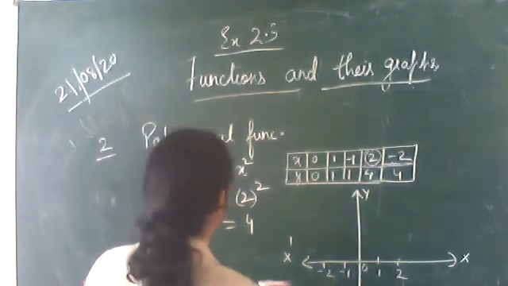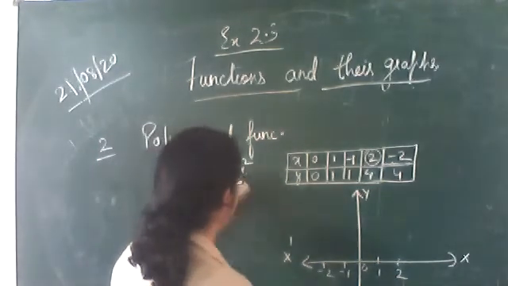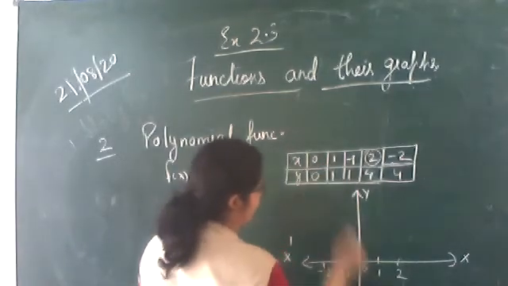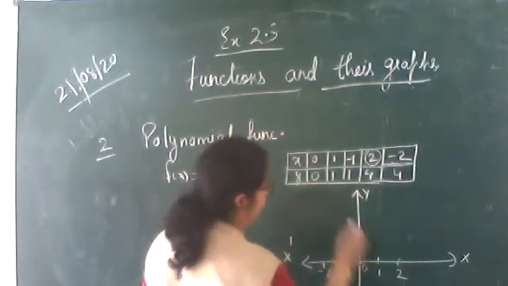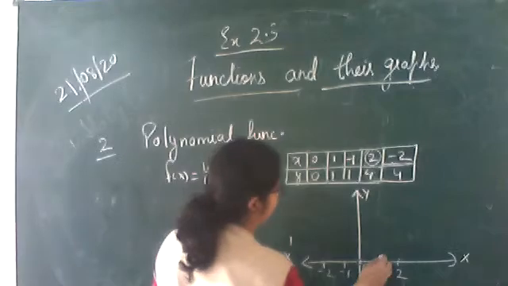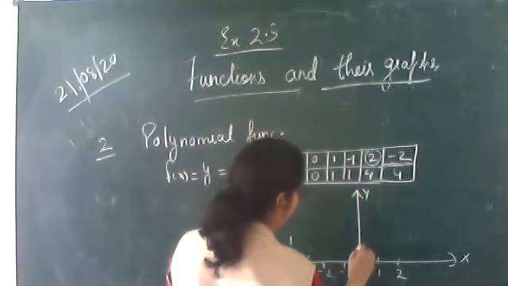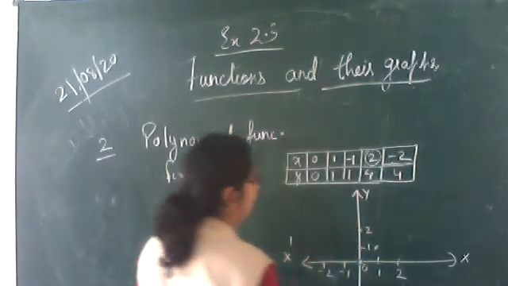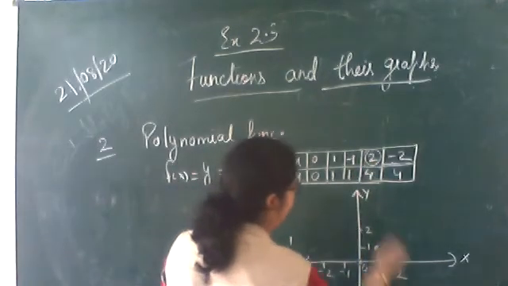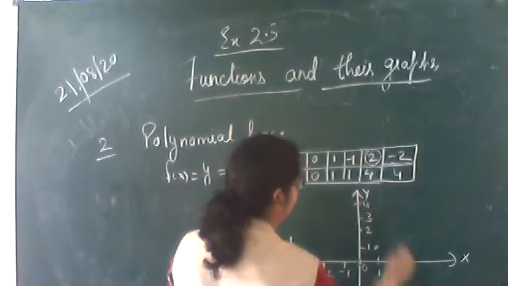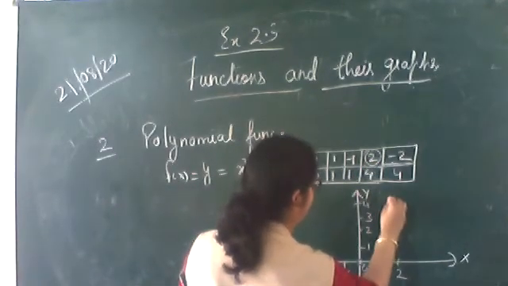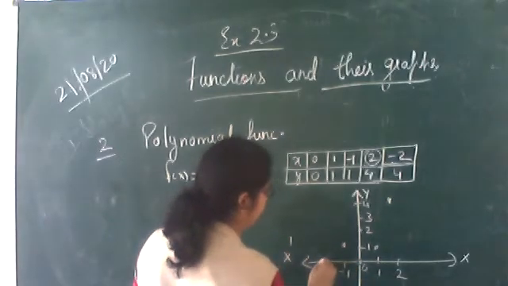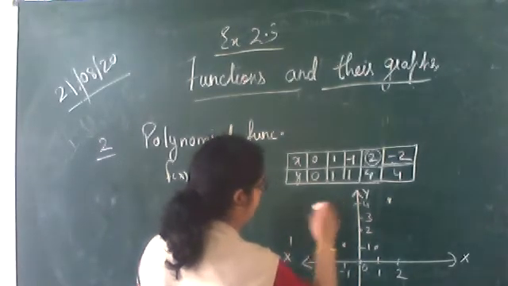Okay, now just see. These are the points we can plot on the graph now. On 0, we are having 0. So this is our point. Then on 1, we are having 1. So we are having 1 point here, 2 here. So 1, 1. Then on 2, we are having 4. Clear? Same way, minus 1, 1, minus 2, 4.